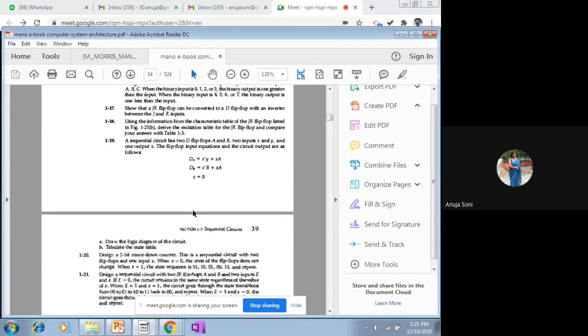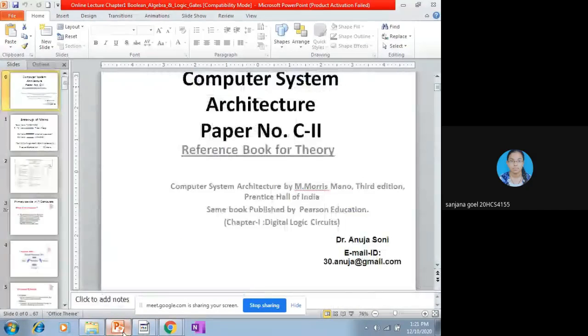Are you having any kind of doubts? Let me know, please. Yes, ma'am. Ma'am, I want to ask, if we have to give an example of a sequential circuit, what should we give? Simply you mention binary counter. Ma'am, we don't have to explain it.